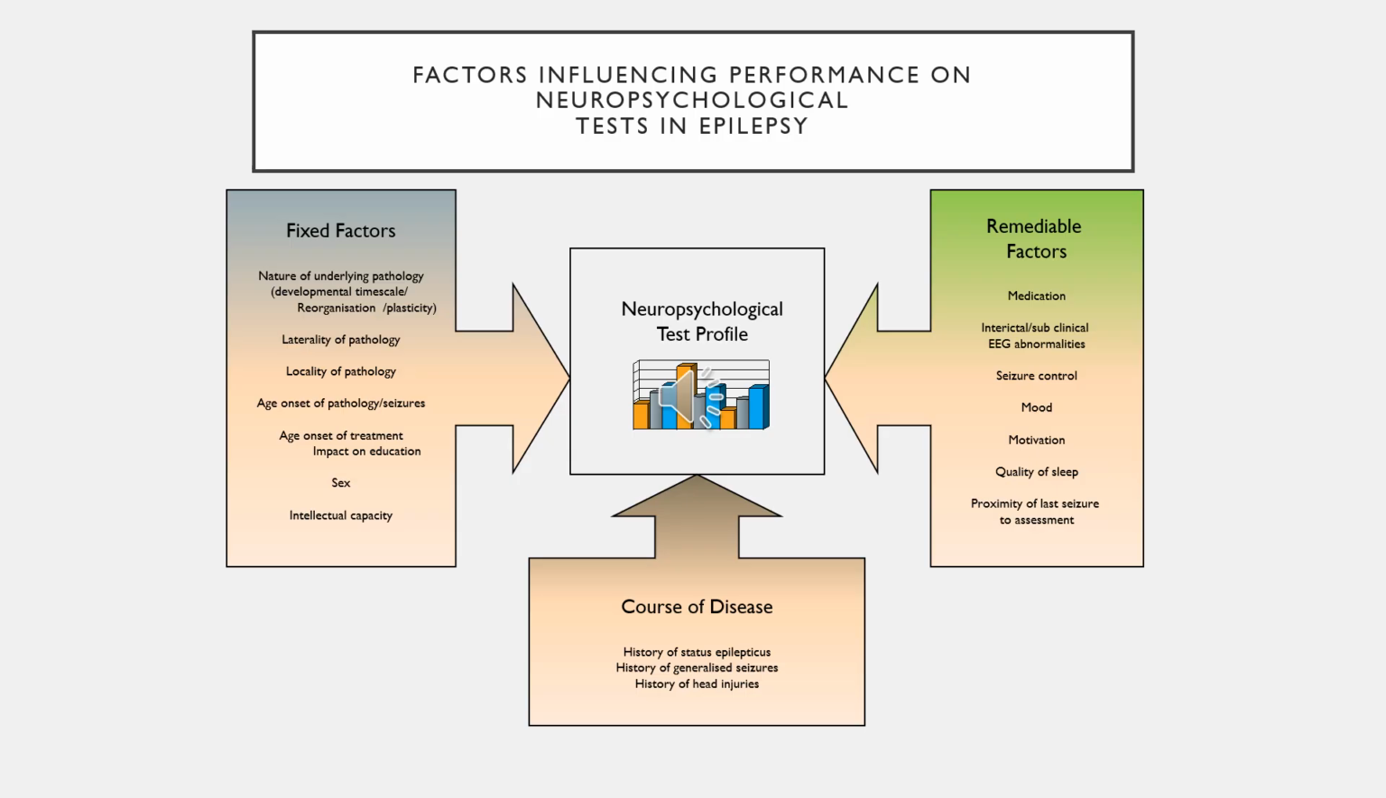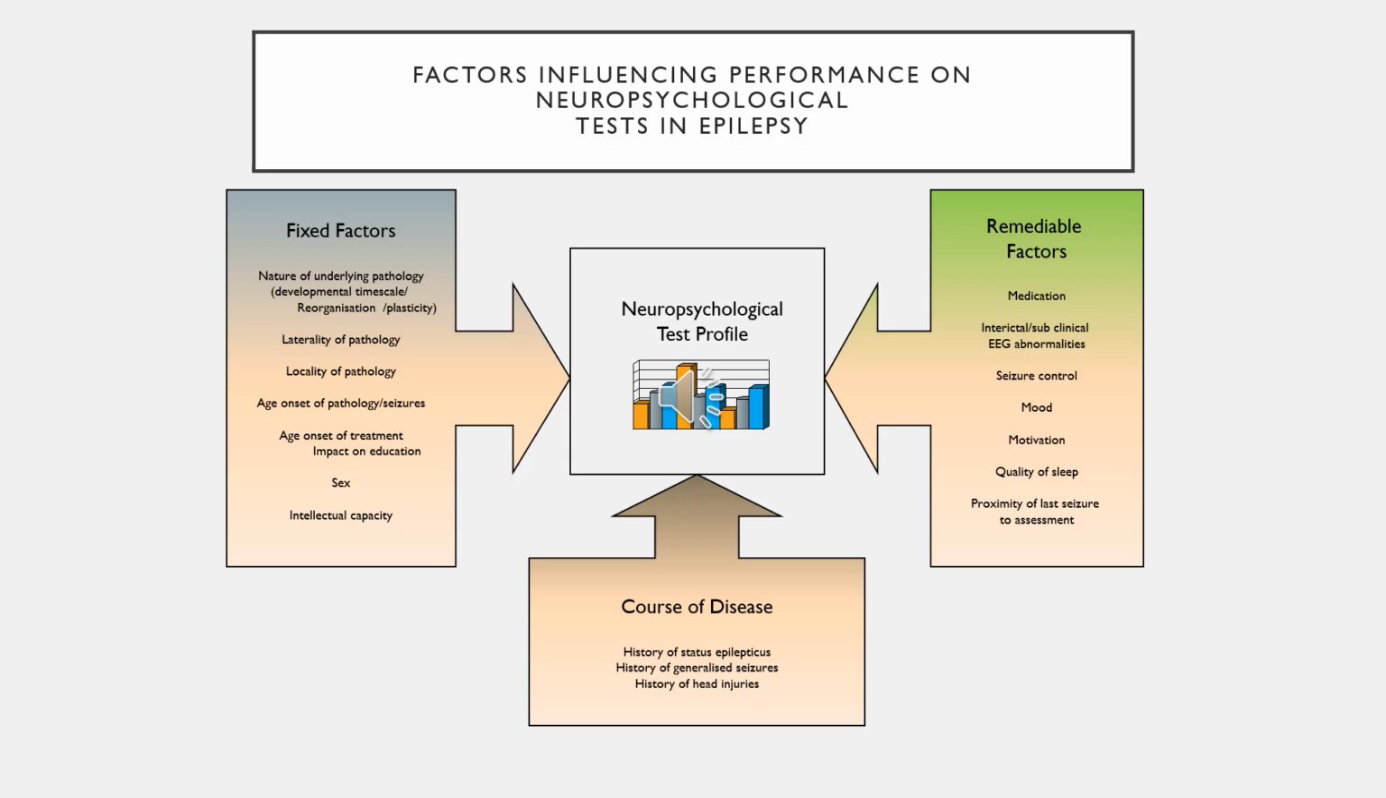So when we're looking at people with epilepsy, there are a number of factors that can influence their performance on cognitive tasks, and we can broadly group these factors into three groups. So the first group are fixed factors. These are the things that don't change, that have a more or less constant impact on cognitive function. And the first one of these would be the nature of the underlying pathology. And in particular, we're interested in its developmental timescale.